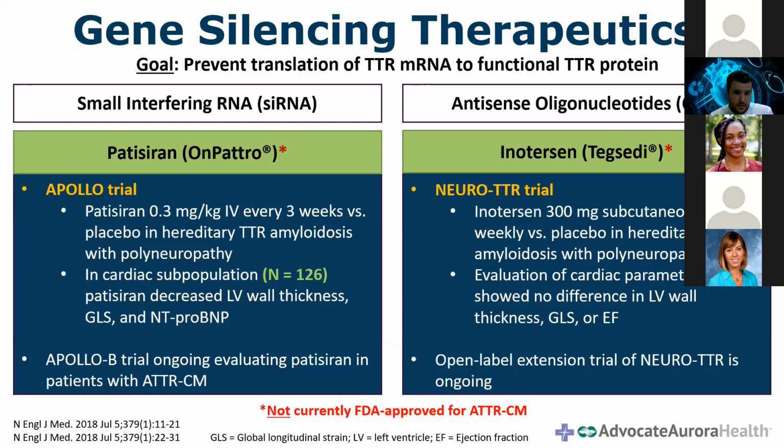It was studied in the NEURO-TTR trial, also in patients with familial TTR amyloidosis with polyneuropathy. While it met its primary neurologic outcome, the evaluation of cardiac parameters showed no difference between the treatment group and placebo, and an open-label extension trial is currently ongoing with this study.